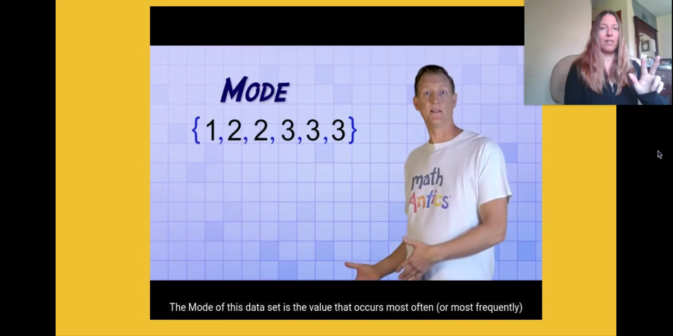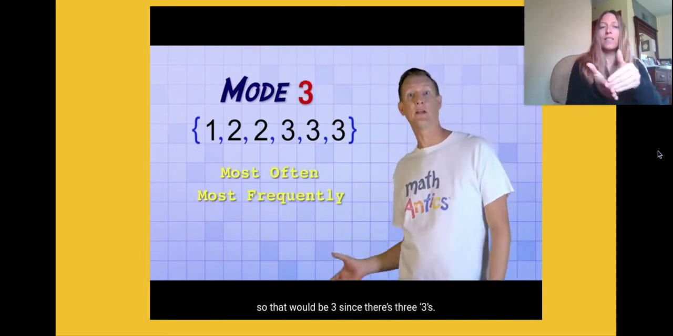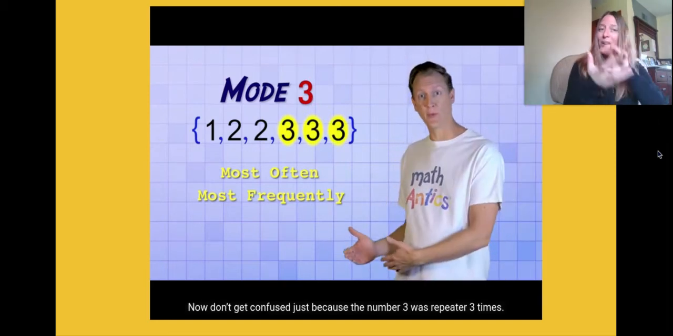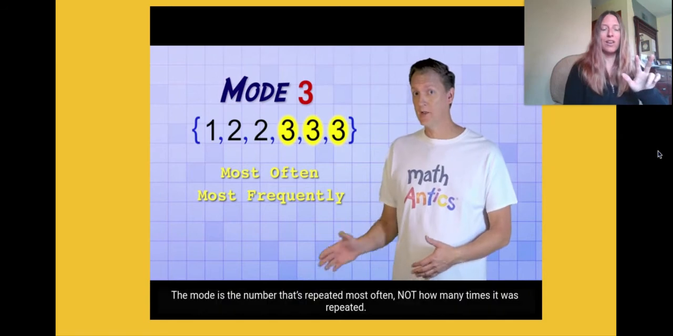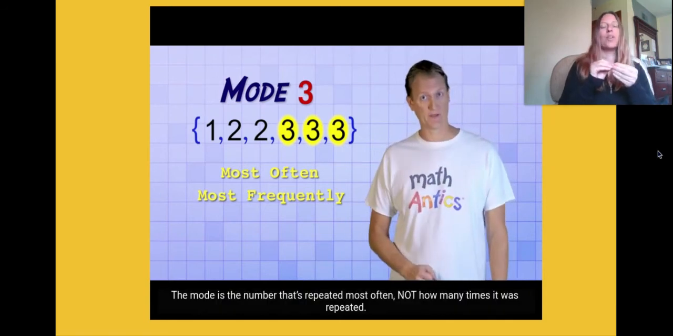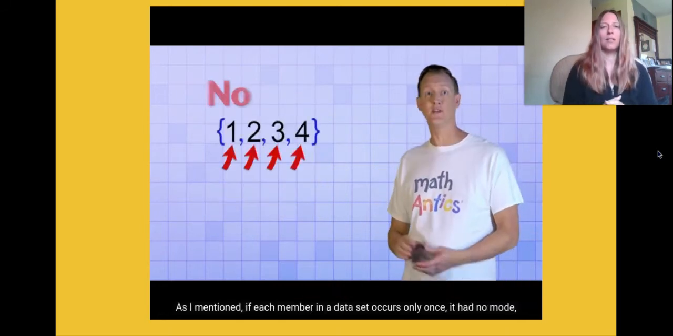The mode of this data set is the value that occurs most often or most frequently, so that would be 3 since there's 3 3s. Now don't get confused just because the number 3 was repeated 3 times. The mode is the number that's repeated most often, not how many times it was repeated. As I mentioned, if each member in a data set occurs only once, it has no mode.